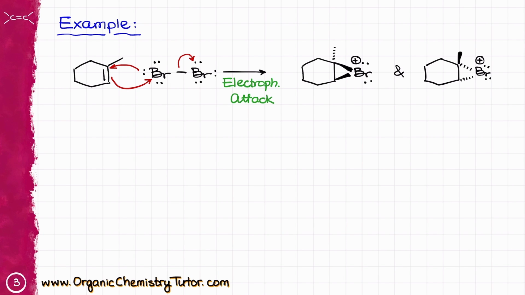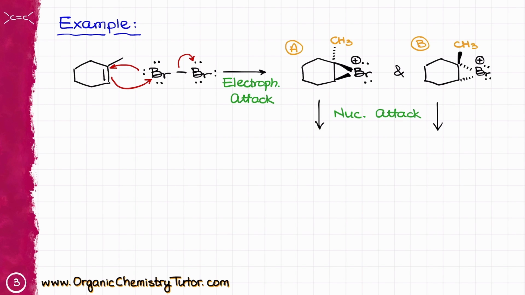And because in the first case, let's call that intermediate A, in intermediate A my bromine is looking at me, it forces the methyl group, the CH3 over here, to look away from me. In the second case, let's call that intermediate B, I have the opposite situation. Bromine is looking away from me, which forces my methyl group, the CH3 group, to look at me.